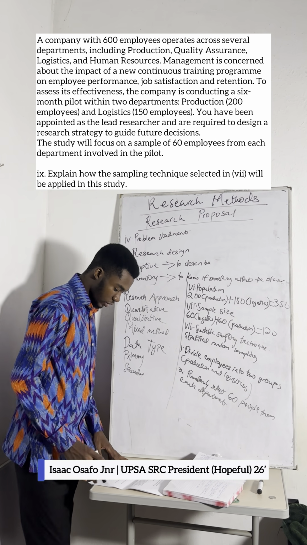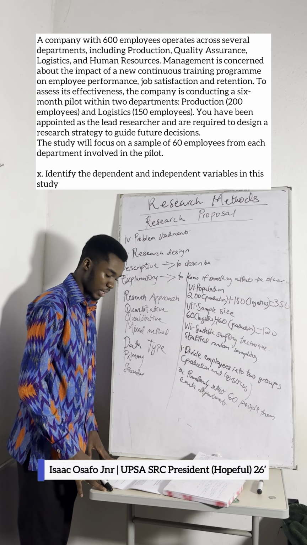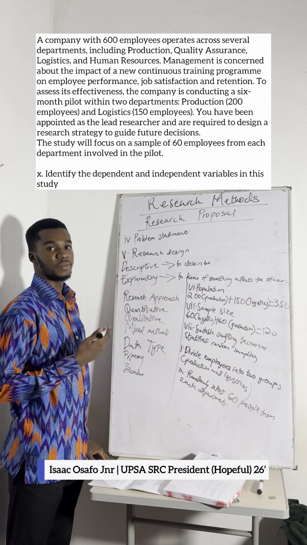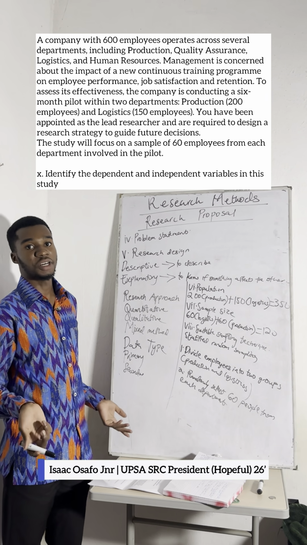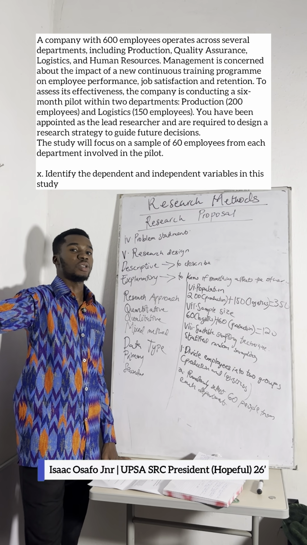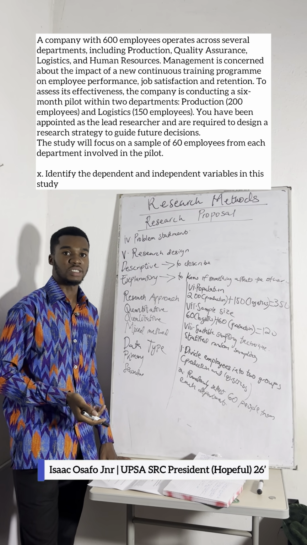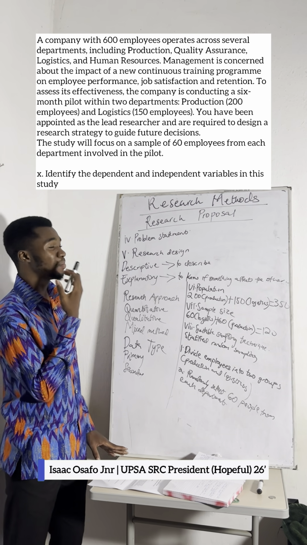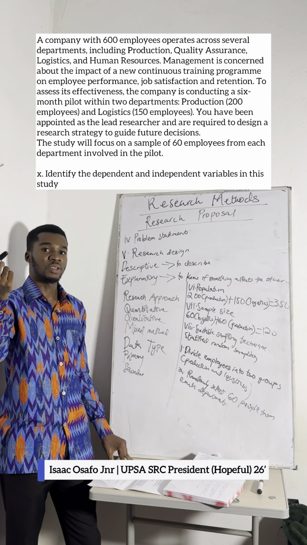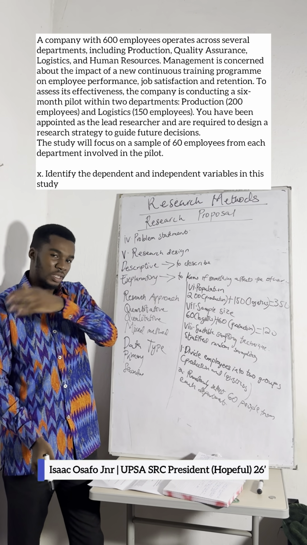So now let's move on to the X. The X says that you should identify the dependent and independent variables in the study. I already spoke about it earlier on, so I'll not speak on it again, but let me just recap. I said the independent variable is what affects something else. You get it? What is affecting something, or the cause of whatever it is in the question. In this one, we said it was the impact of a continuous training program on employee performance, job satisfaction, and all that. So the training program is what is affecting the other variables.